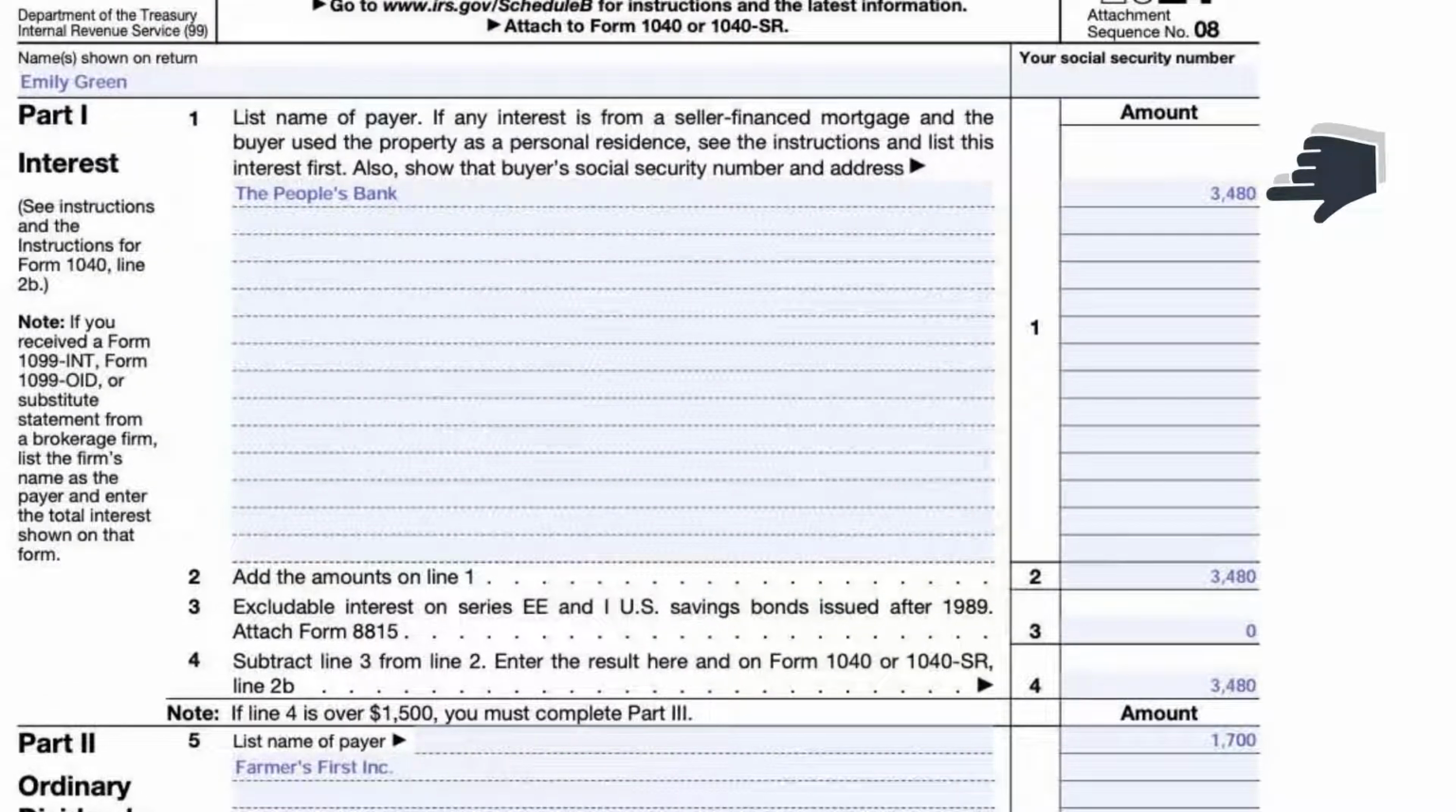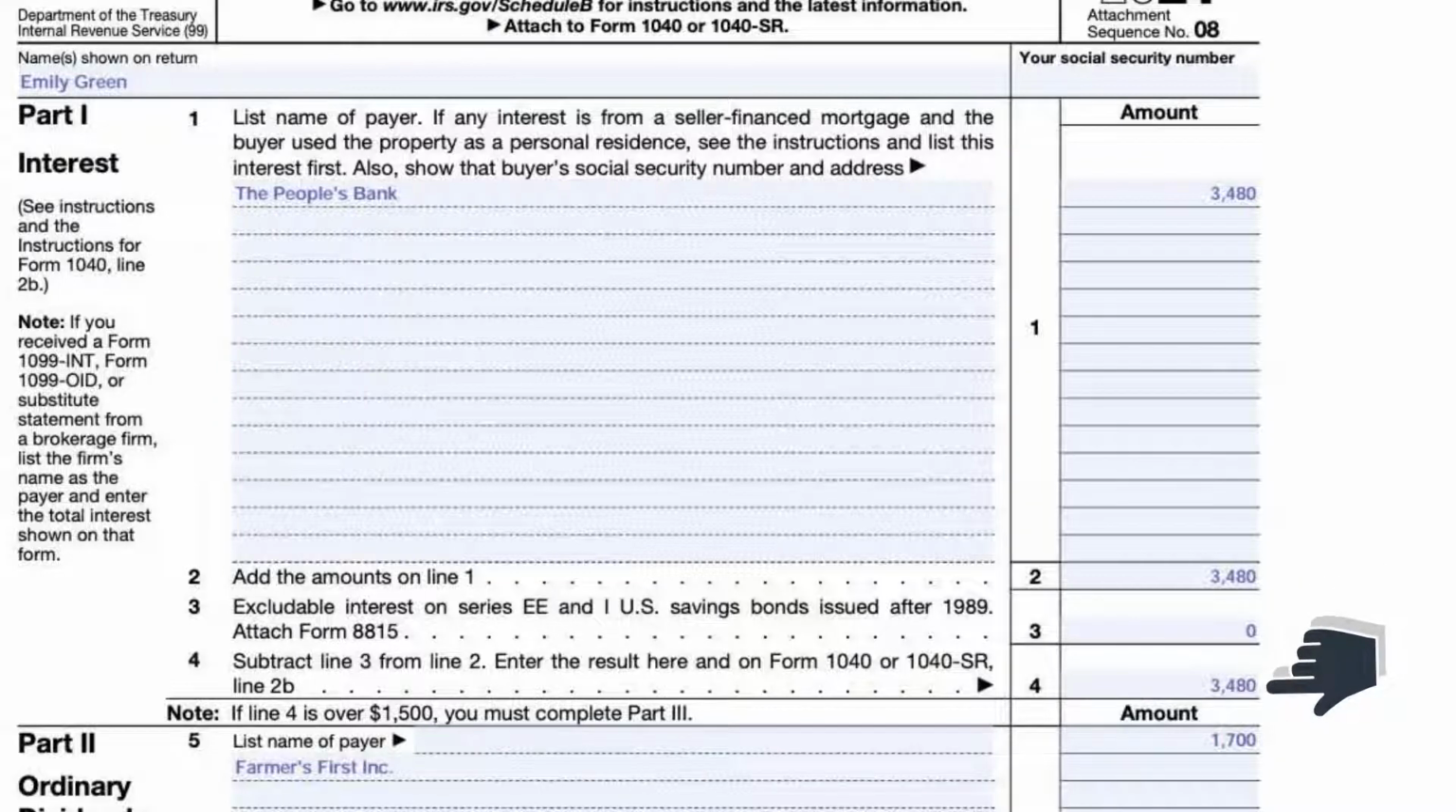On line 1 of Schedule B, the amounts of taxable interest income are entered. On line 2, the amounts on line 1 are added up. Line 3 asks if the taxpayer cashed Series EE or I U.S. savings bonds issued after 1989 and paid qualified higher education expenses for themselves, their spouse, or their dependents. They may be able to exclude part or all of the interest on those bonds. Emily Green did not do this, so the amount on this line is 0.